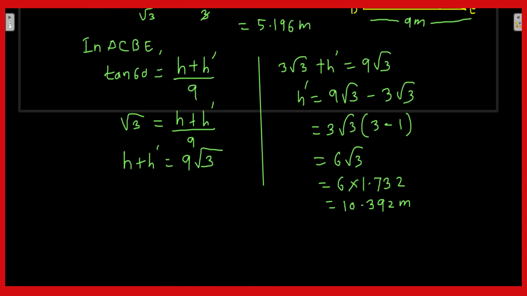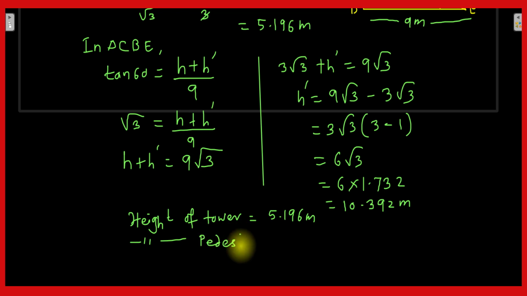And so friends, here we have got the height of the tower as 5.196 meter, and the height of the flagpole as 10.392 meter. So friends, here we have solved this question.